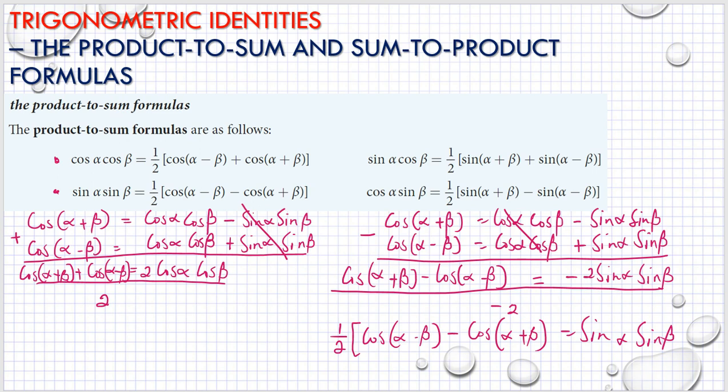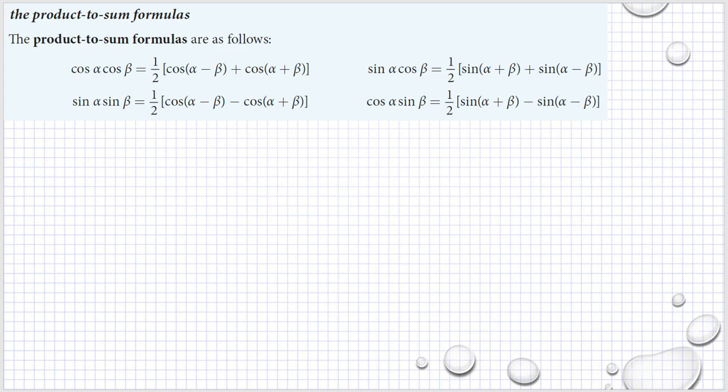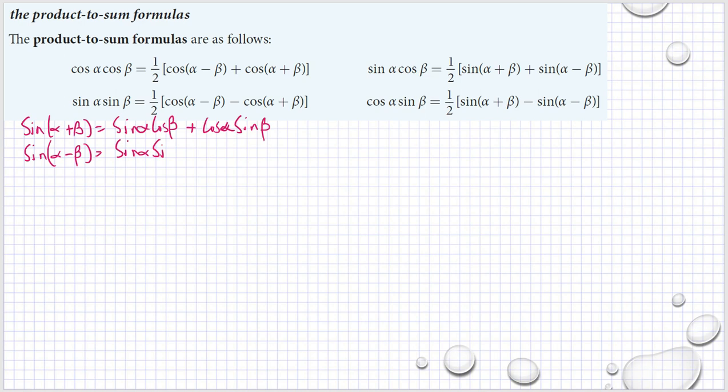And as you can see, for these two, we will use the sine sum and difference of two angles instead. So we have sine of alpha plus beta is equal to sine alpha cosine beta plus cosine alpha sine beta. And then we have sine of alpha minus beta is equal to sine alpha cosine beta minus cosine alpha sine beta.